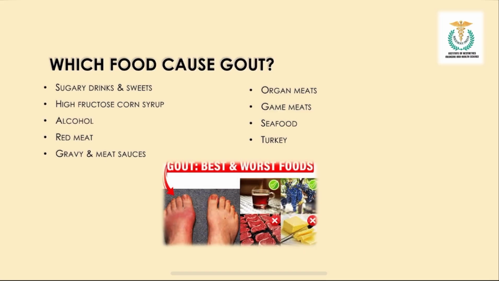Organ meats, which include liver, tripe, sweetbreads, brains, and kidneys. Game meats, specialties such as goose, veal, and venison, all contain high levels of purines. Certain seafood like herring, scallops, mussels, codfish, tuna, trout, and haddock. And red meat like beef, lamb, pork, and bacon. Turkey, especially processed deli turkey, and the last one is gravy and meat sauces. So these are the foods which can result in the condition of gout.